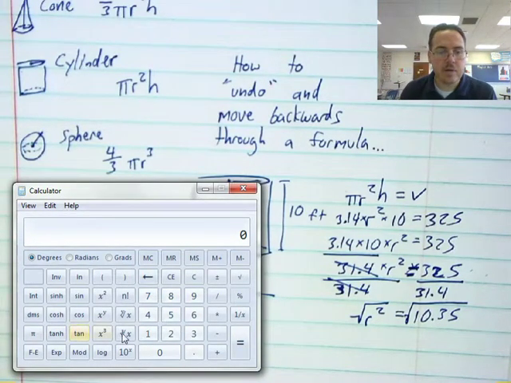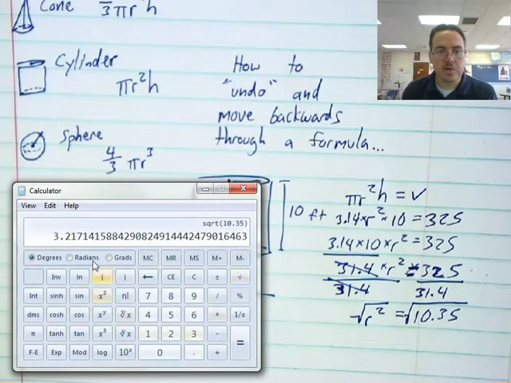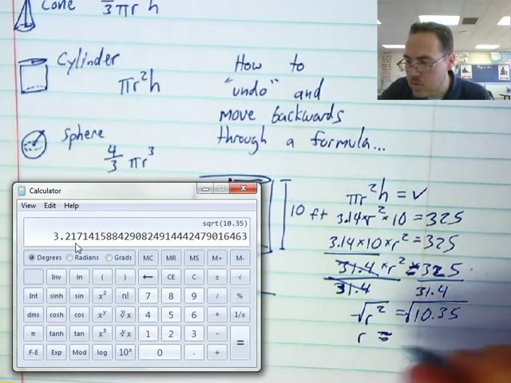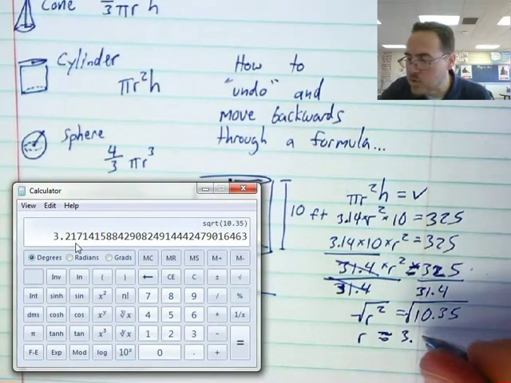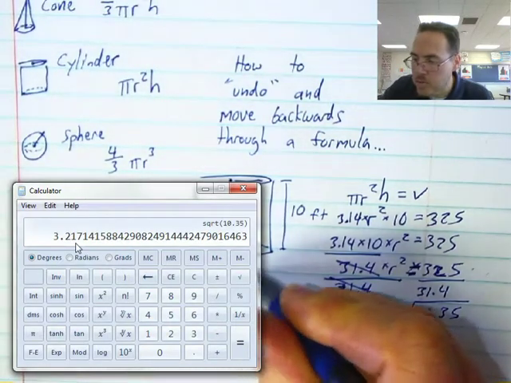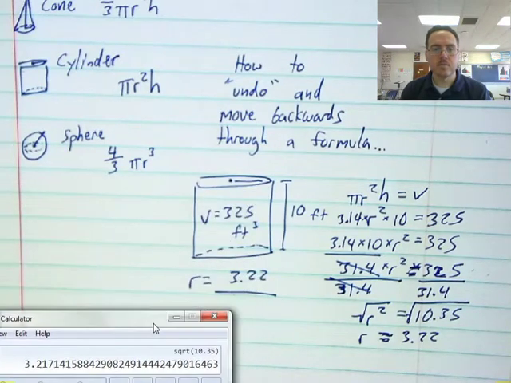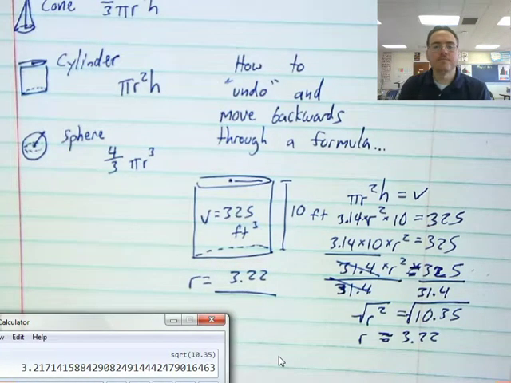So I'm going to type in 10.35, which is a very good approximation for what I just had, and hit the root button. And the square root of 10.35 is, I'm going to round this again to the hundredths place, 3.22. So r is about 3.22. That's a very good approximation for the radius. And that is how you do undo math when you start with volume.